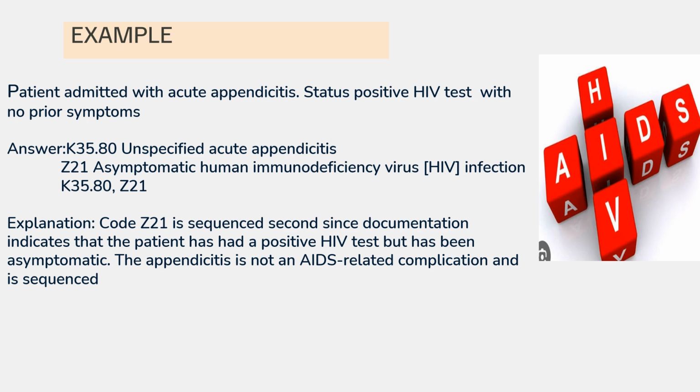And you can use the previous guideline also. If the patient comes to the doctor with a condition not related to the HIV, then in that case you will write the unrelated condition first, followed by the second diagnosis, which could be the asymptomatic HIV or the AIDS. In this case it is asymptomatic, so I am writing Z21 as the second code. So you can utilize that guideline as well.